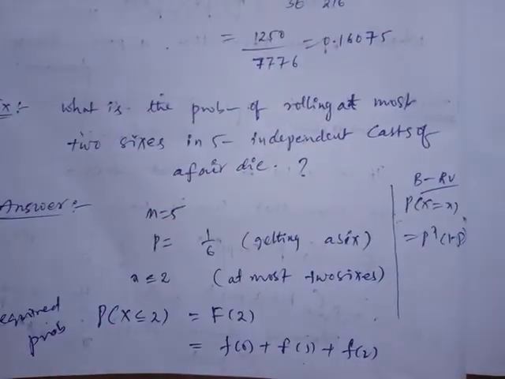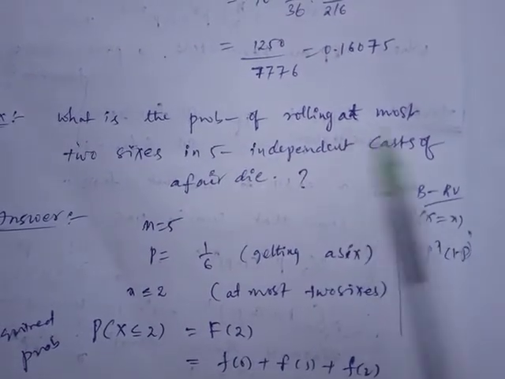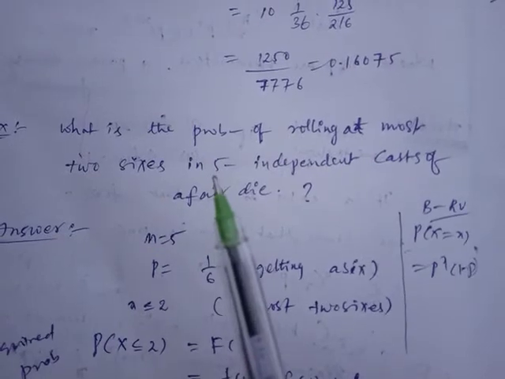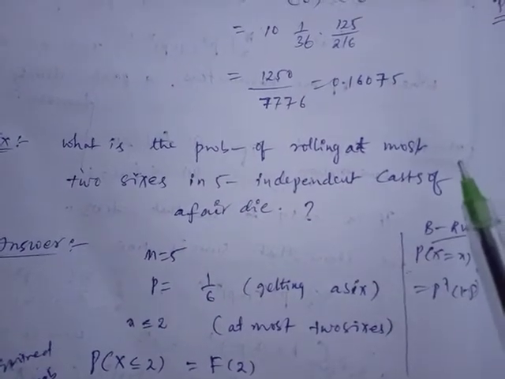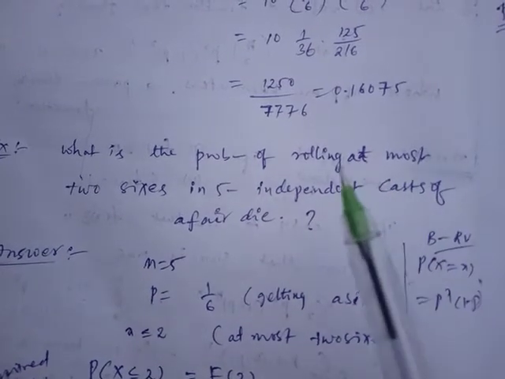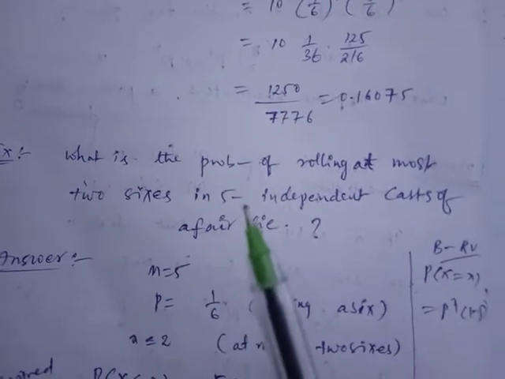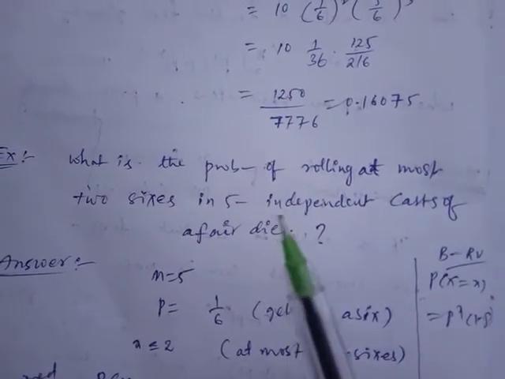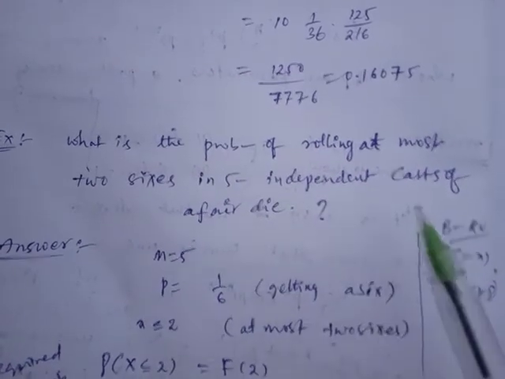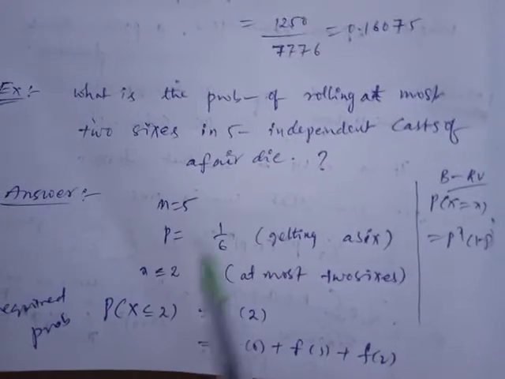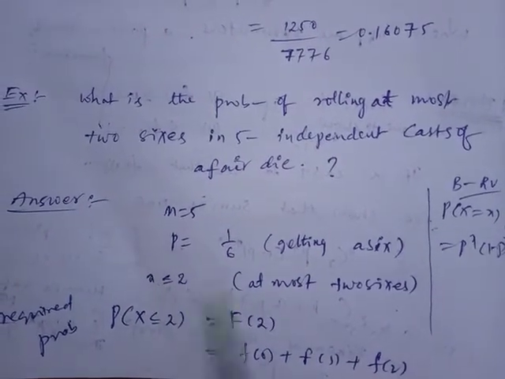It is the same problem in a different version. See here, what is the probability of rolling at most 2 sixes? The last one was exactly 2 sixes and 3 non-sixes, but here rolling at most 2 sixes means 0 sixes, 1 six, or 2 sixes. That is the probability of x less than or equal to 2. Number of trials is 5, success probability equal to 1 by 6.